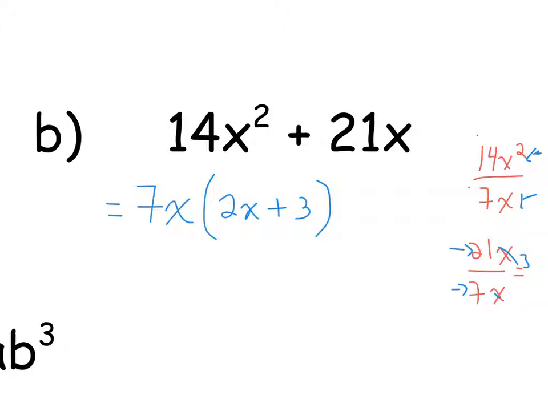I can always go back and check my answer by multiplying it out. So 7 times 2 gives me 14, check. x times x gives me x squared, check. Let me use a different color here. 7 times 3 gives me 21. x times no x gives me x. So I'm back to where I started, and I've done a good job of it. Hopefully you did okay with that.